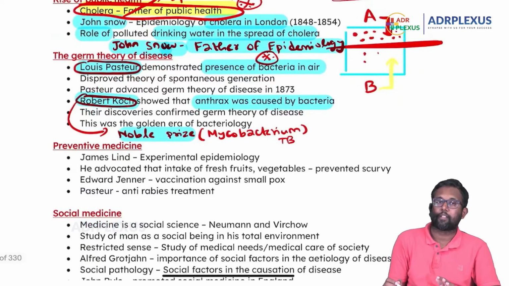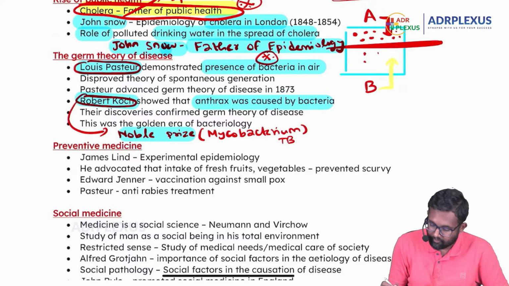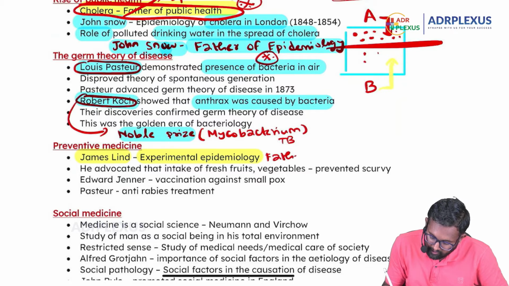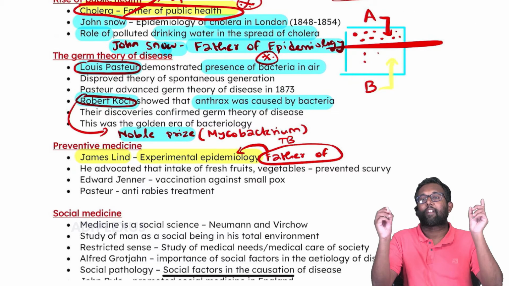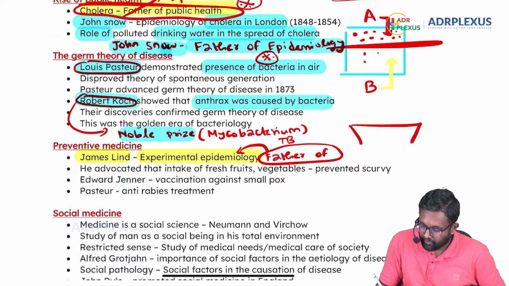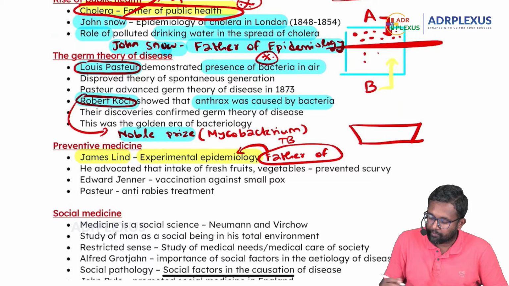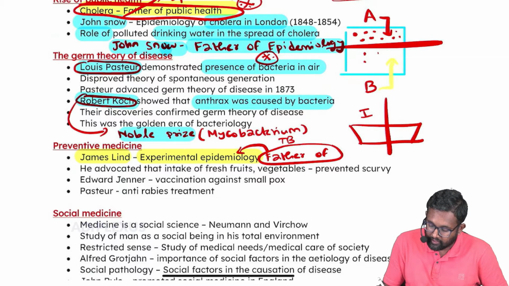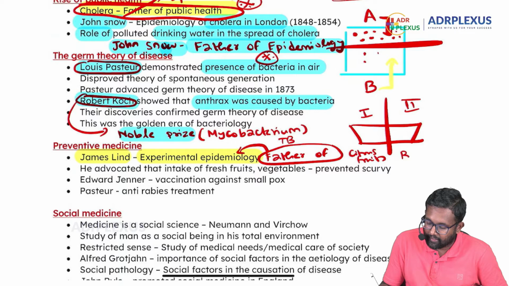Next is preventive medicine, James Lind. The next famous person is James Lind. He is known as the father of experimental epidemiology. Why is he called that? First, people were on a ship, and they divided the ship into two parts. In the first part, they gave citrus fruits, lemons, oranges and everything. In the second part, they gave only bread, jam, butter.